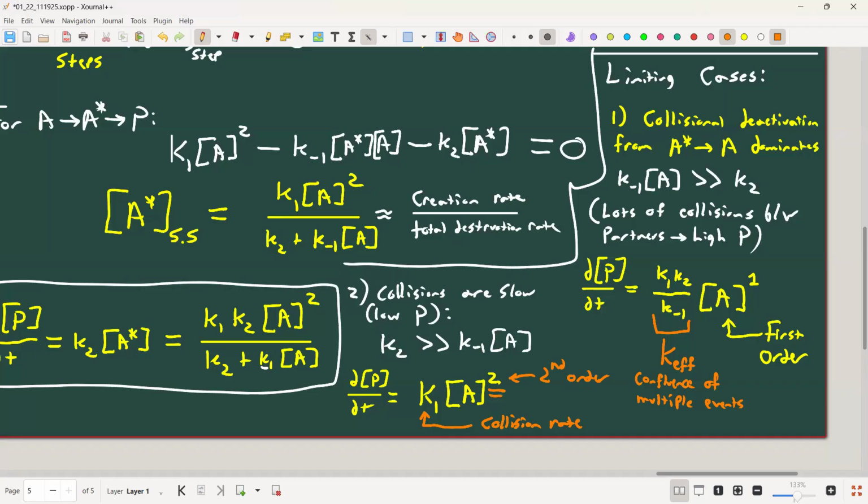In order to have a collision, you got to have two bodies. So the rate that's the slowest step of this process is the collision of two A's together. It's not a transition state, but it's the slowest step. And therefore, the rate depends on the rate of collisions, and it depends on having two bodies in the area.